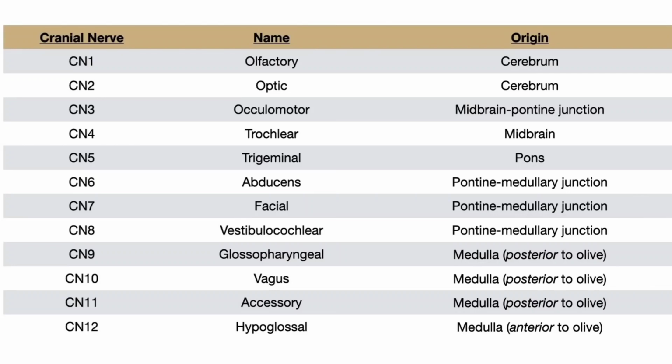Here you can see cranial number 1, olfactory nerve, arises from the cerebrum. Number 2, optic, arises from the cerebrum. The third, oculomotor, is from the midbrain pontine junction. Cranial number 4 is trochlear from the midbrain, and trigeminal from the pons. Cranial number 6 is abducens, and 7 and 8, these three are from the pontine medullary junction. Cranial number 9, 10 and 11 arise from the medulla posterior to the olive, and cranial number 12 is also from the medulla, but anterior to the olive.